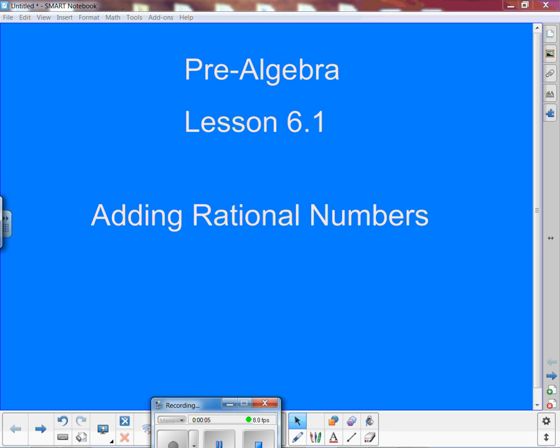This is pre-algebra lesson 6.1, adding rational numbers. Bob Jones University Press pre-algebra lesson 6.1, adding rational numbers.